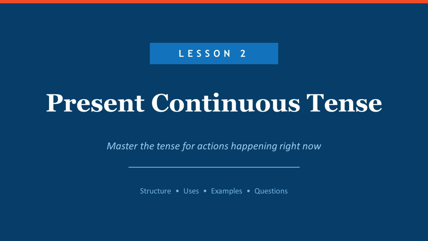Welcome to Lesson 2 of our English Grammar series. In this lesson, we are going to learn the present continuous tense. This is one of the most commonly used tenses in everyday English. We use it when we talk about actions that are happening right now, at this very moment. By the end of this lesson, you will know how to form positive sentences, negative sentences, and questions using the present continuous tense. So let us get started.